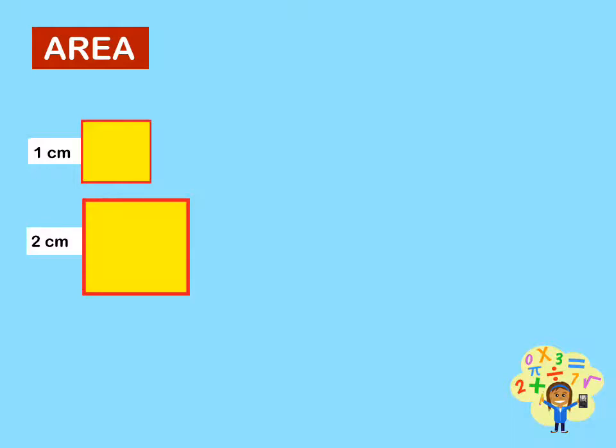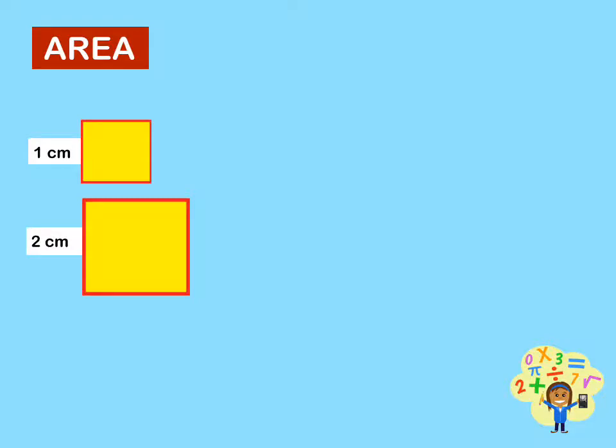Let's recall. What is the area of a square with side 1 centimeter? To find the area of a square, we simply multiply length times length. So 1 times 1 is equal to 1 square centimeter. What is the area of a square with side 2 centimeters? Again, we simply multiply 2 times 2, which is equal to 4 square centimeters.